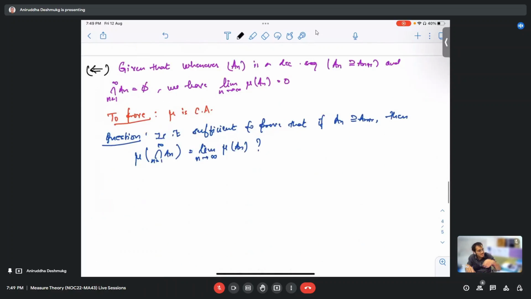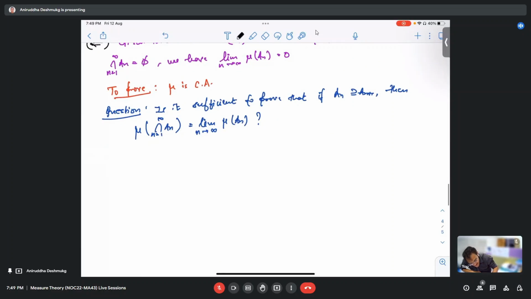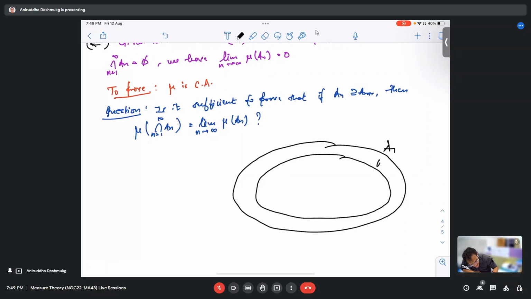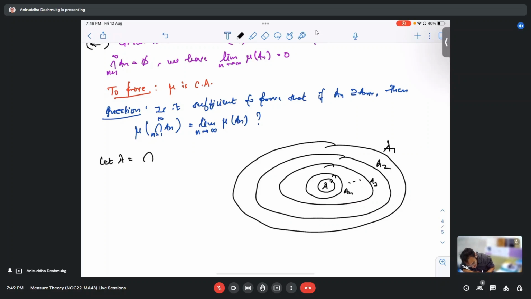Okay, so let us start. What we want to do is look at mu of the intersection of An's, but all we know is that whenever the intersection of An is empty, the limit of mu An is zero. So since we have a decreasing sequence, let us take one. Suppose this is my A1, then we have A2, then A3, and so on. And perhaps this is the final intersection A. And somewhere in between we have An. Let A equal the intersection of the An's.